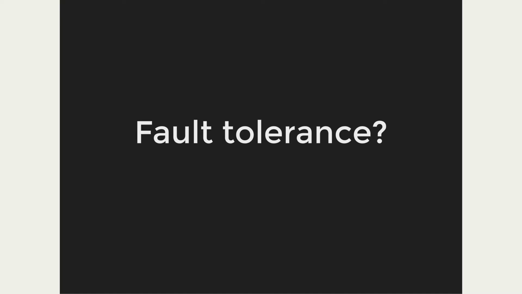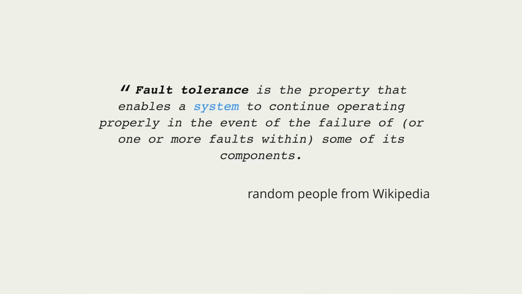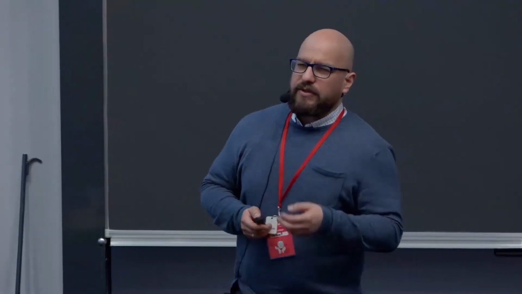Okay, let's start with fault tolerance. So we have a few definitions. First, let's go to the random wisdom of random people at Wikipedia. They define fault tolerance as a property of software that enables system to operate properly even if the failure occurs. There's a few definitions like that. I don't really like those. Some of those definitions say that the system should be working properly, or working according to specification, even if the failure occurs, which rarely is the case.